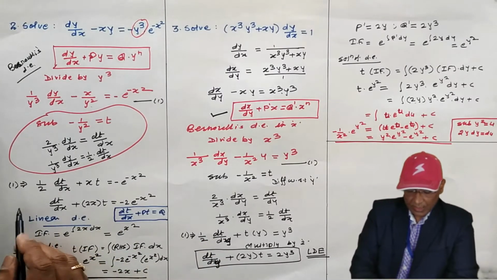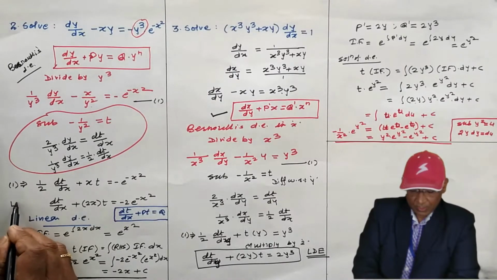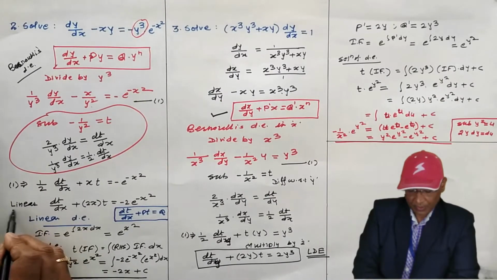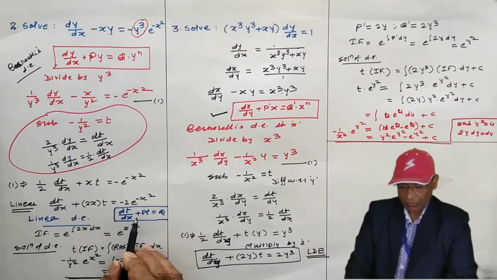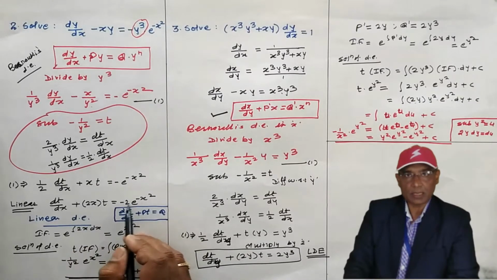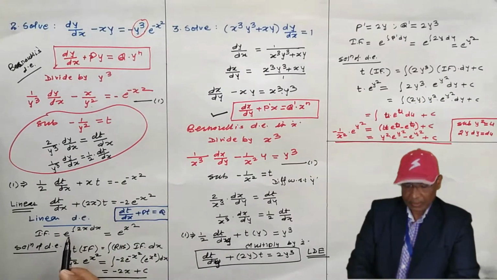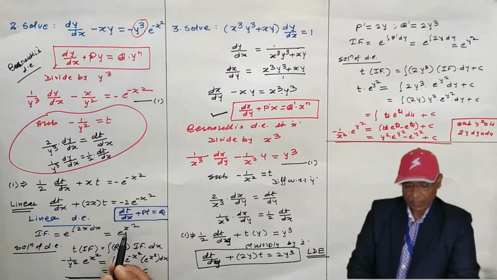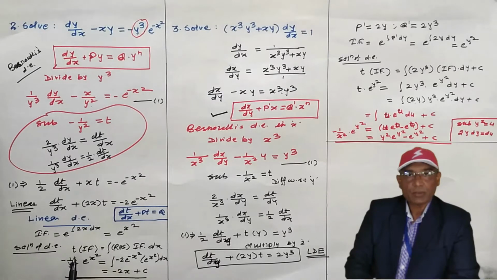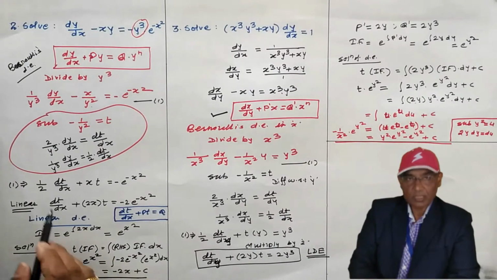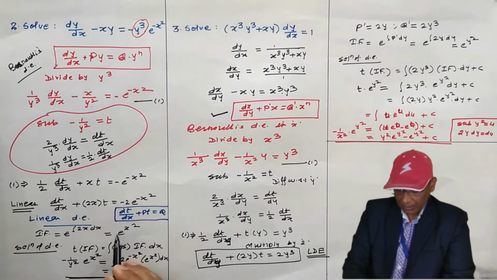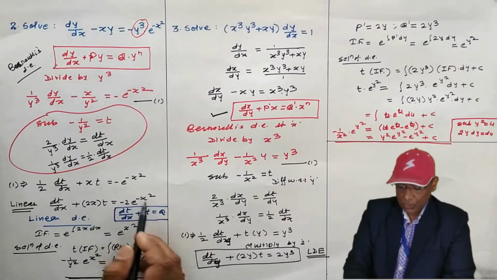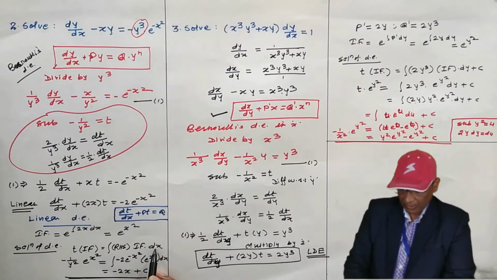Now this is a linear differential equation in t: dt by dx plus pt equal to q, and p and q must be functions of x. P is 2x and q is the right hand side, which is a function of x. Now find the integrating factor, e to the power integration of p dx; integration of 2x is x square. Then the solution of the differential equation: t multiplied by the integrating factor, because this is a linear differential equation in t, equals the integral of q multiplied by the integrating factor.